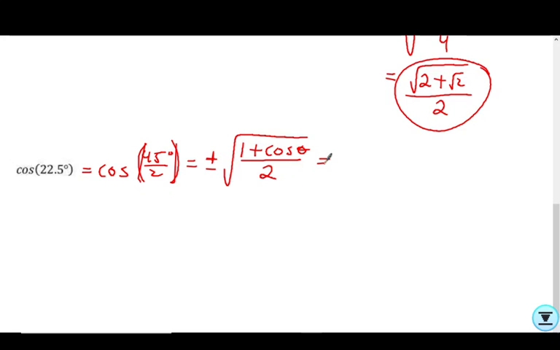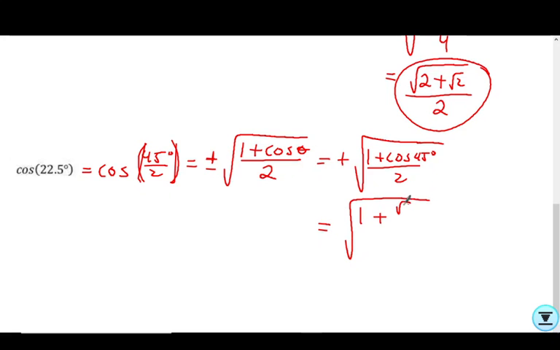So again, 22.5 is in the first quadrant, so it's positive. We're going to plug in 45. So this is the square root of 1 plus cosine of 45 degrees over 2, which ends up being the square root of 1 plus root 2 over 2 divided by 2. And using that same idea from the last one, we're going to multiply the top and the bottom of this fraction by 2. We get the square root of 2 plus square root of 2 over 2.